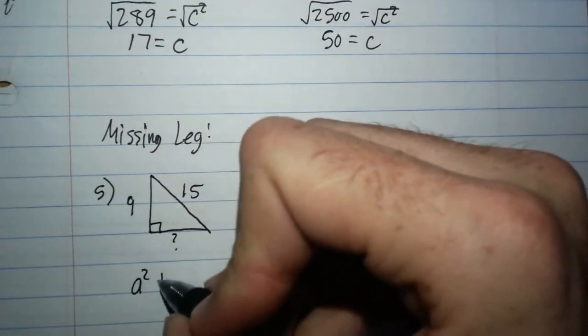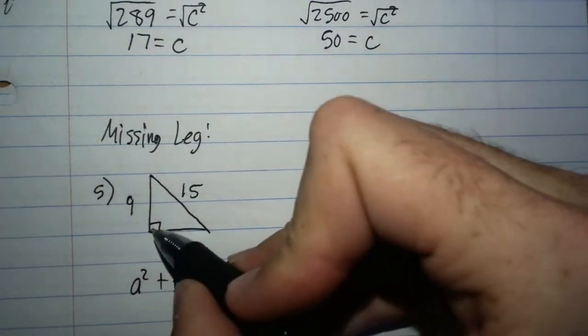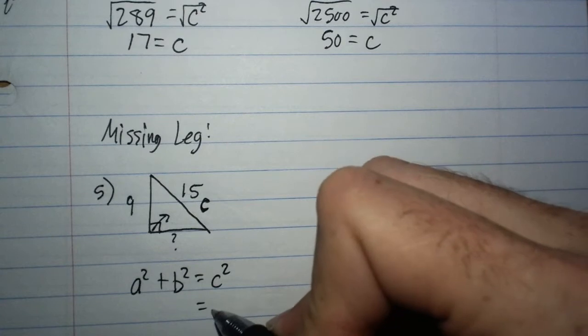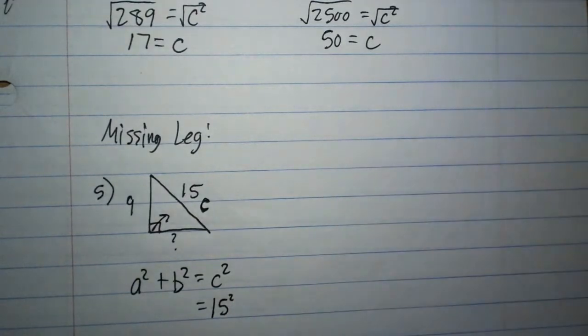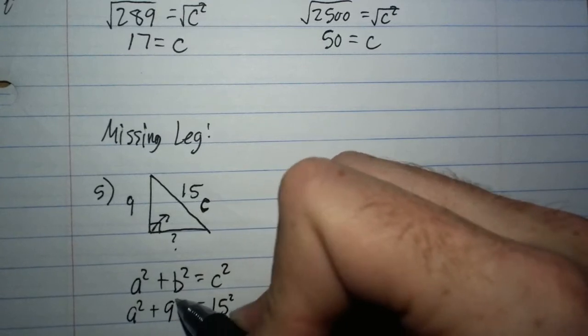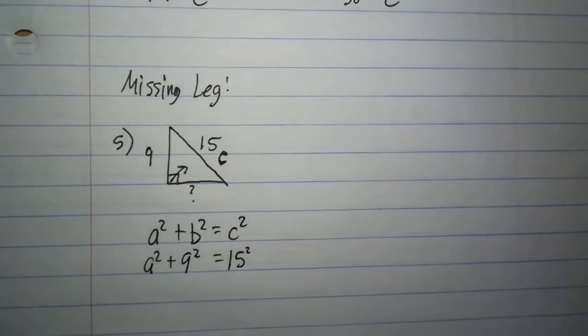So a squared plus b squared equals c squared. We know that the hypotenuse is going to be our c. Does not matter which of these legs you look for. You can do a squared plus 9 squared. You can do 9 squared plus b squared. It does not matter. Either one's going to give you the correct answer.